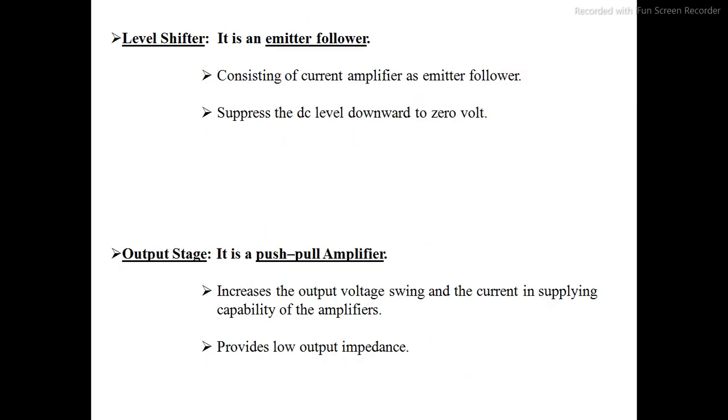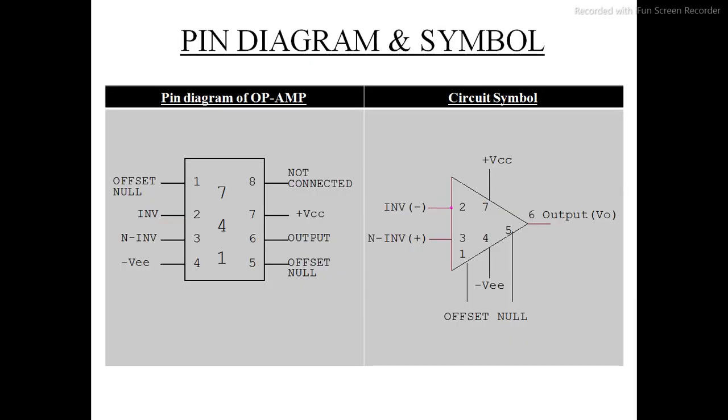Now the third is the level shifter. It is an emitter follower. The emitter follower consists of a current amplifier. It suppresses the DC voltages to the ground level. The last stage is the output stage, that is the push-pull amplifier. It increases the output voltage swing and the current supplying capabilities of the amplifier, whereas it also provides the low output impedance.